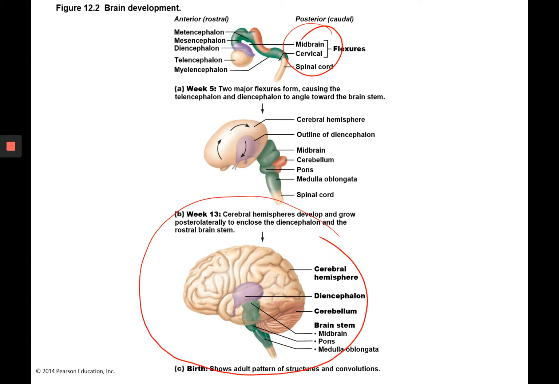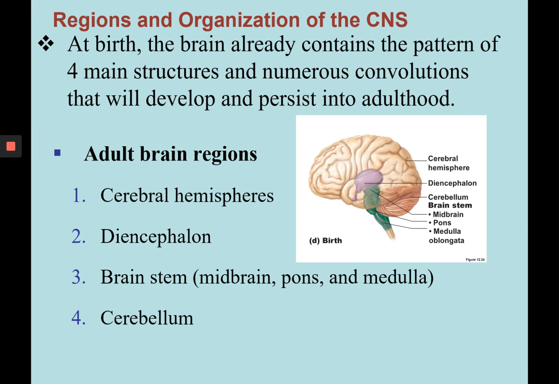What we're seeing down here at the bottom are the four adult brain structures, which have pretty much developed by birth. We'll see that adult pattern of structures and convolutions at birth, and we'll have two cerebral hemispheres, the diencephalon, cerebellum, and brainstem. So at birth, the brain already contains the pattern of four main structures and numerous convolutions that will persist into adulthood. On any question, test, or assignment, if you're asked to list the four adult brain structures, you would list the cerebrum, or cerebral hemispheres, diencephalon, brainstem, and cerebellum.